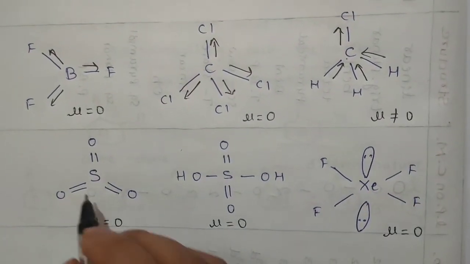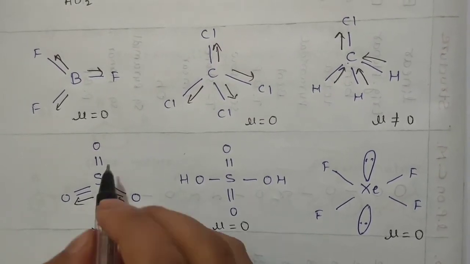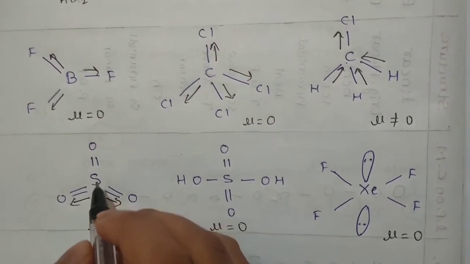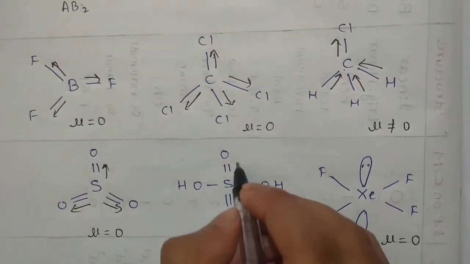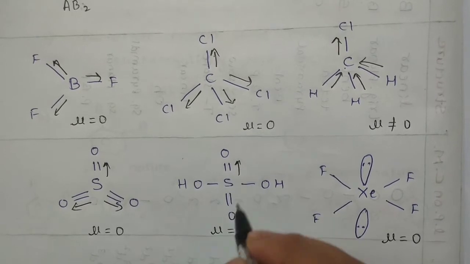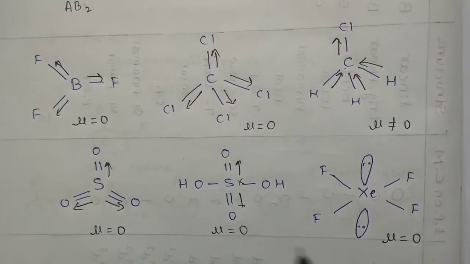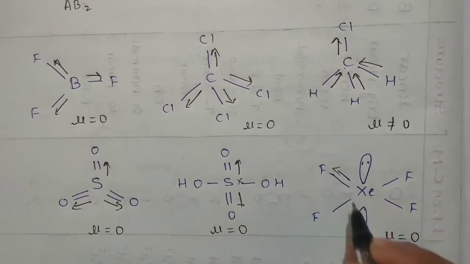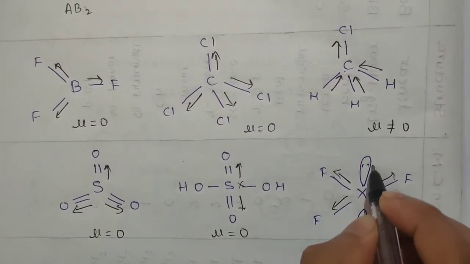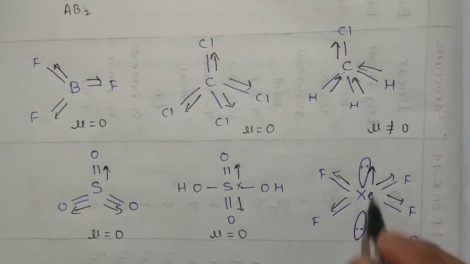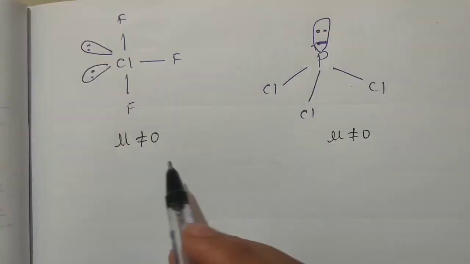Come to SO3. Here oxygen is more electronegative than sulfur. They are in the opposite direction, hence the dipole moment value will be 0. And here also same, the pull is more towards the oxygen, and this will cancel out, so that's why the dipole moment value will be 0. And here also same, the fluorine is more electronegative, and also the lone pair will be there, so towards the lone pair they are opposite in direction, that's why its dipole moment value will be 0.